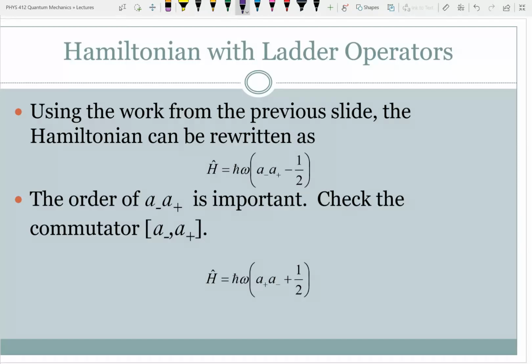Now we only showed one of these. I don't remember which one we showed. Actually, did we show it? Yeah, we did. We showed the top. Okay, we showed the first one.